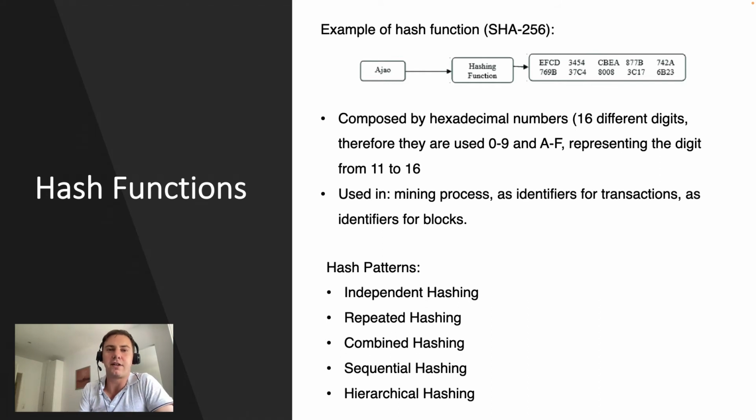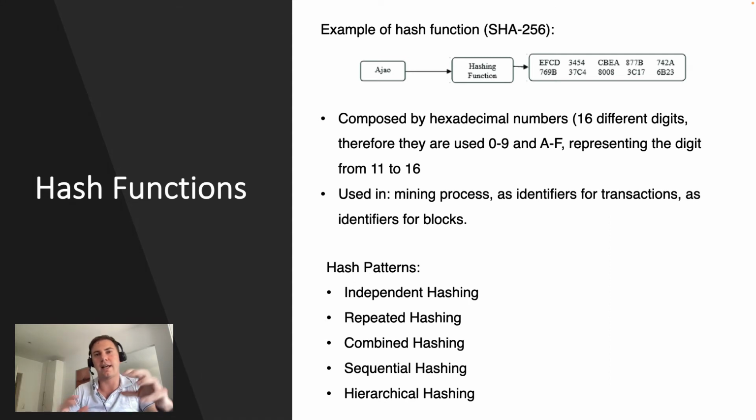And there are five different patterns for hash functions. First is independent hashing, where hashing is applied to each piece of data separately. You have a hello or a word and you hash it. Second, repeated hashing, where you hash a hash value, obtaining a new hash. The third is combined hashing, where you combine more pieces of data and obtain one hash. So you can have hello and then world, you combine them and you obtain a new hash. Fourth is sequential hashing, where you have one piece of data and you combine the hash obtained with another piece of data, obtaining a new hash value.